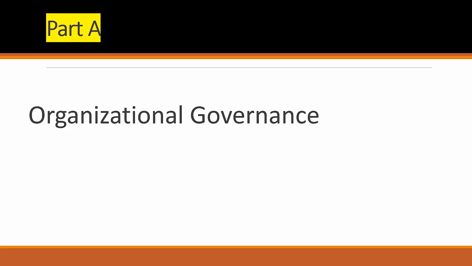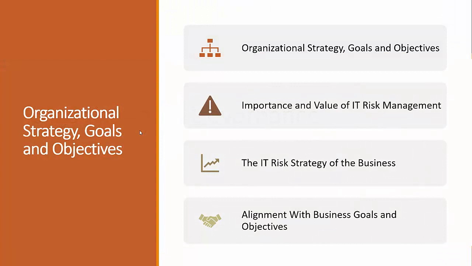So in Domain One, we have a first part which is called organizational governance. In the new version of the series, they split every domain into two parts, part one and part two. We're talking about part A, which is called organizational governance. In organizational governance, the first part covers organization strategy, goals and objectives: organization strategy, goals and functions, the importance and value of IT risk management, and the IT risk strategy of the business, alignment with business goals and objectives.